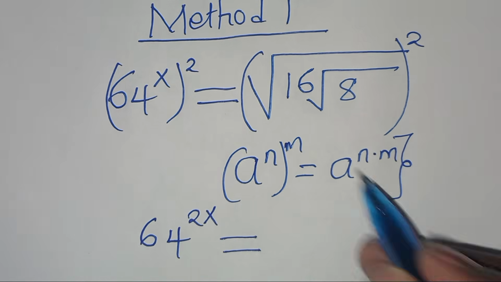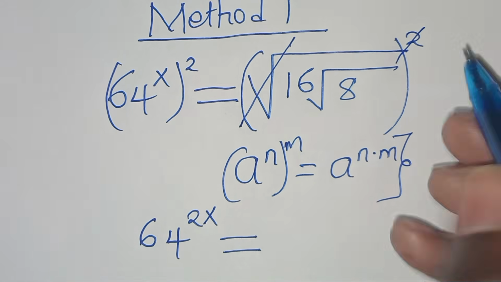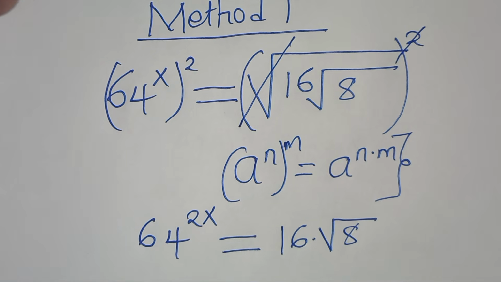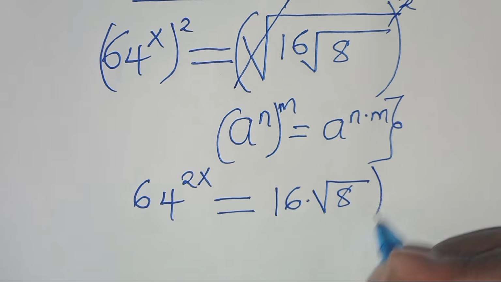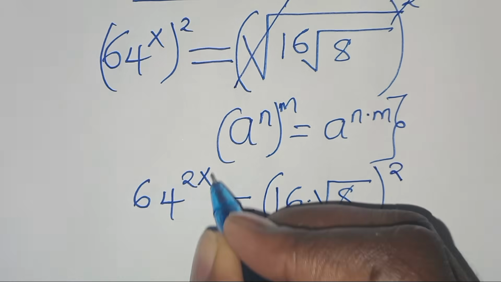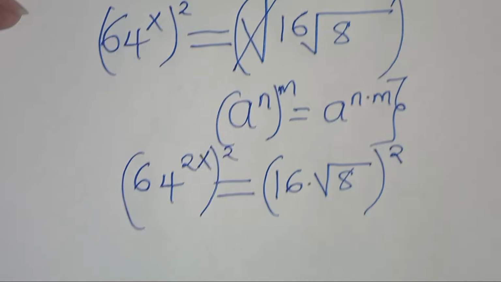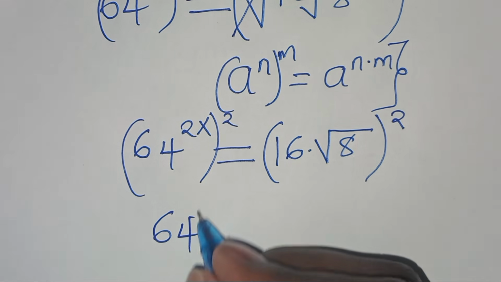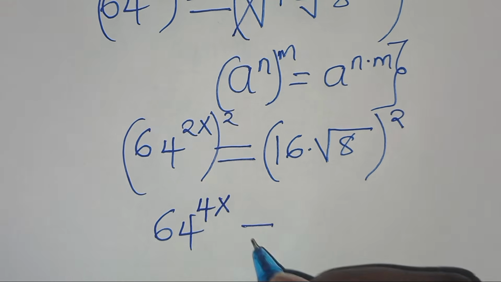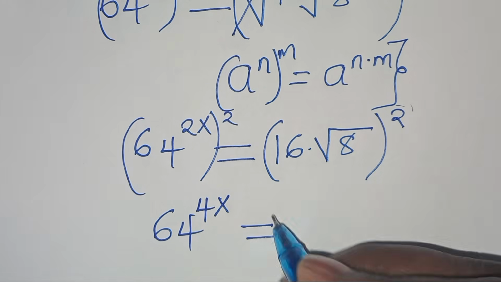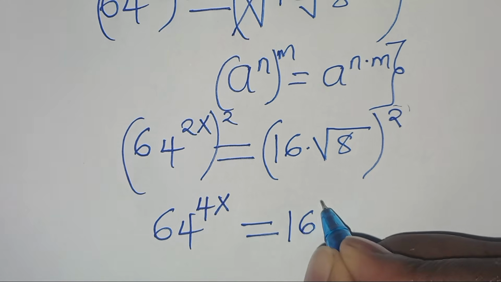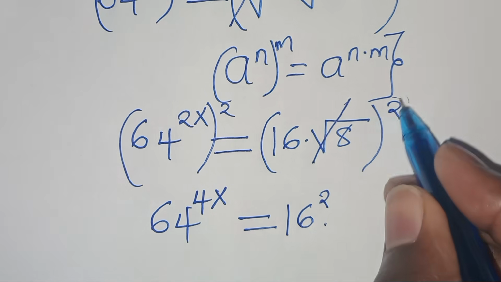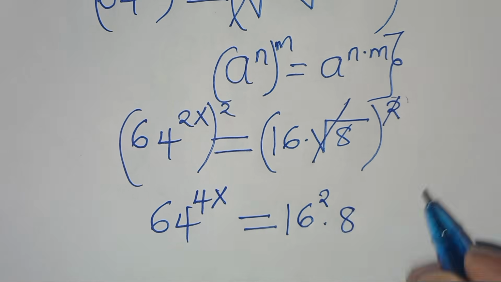This is equal to, now let's eliminate the first square root sign, 16 multiplied by the square root of 8. The next step is again we square both sides. So now we have 64 raised to the power of 2x times 2, so this is 4x, and this is equal to 16 raised to the power of 2. Now let's eliminate the second square root sign, so this is times 8.